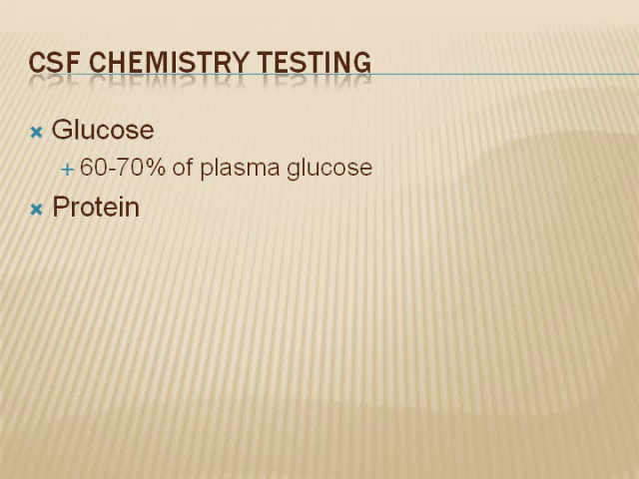There's a lot of testing that goes on in all parts of the laboratory for spinal fluid analysis. In chemistry, the glucose is analyzed and the total protein is analyzed. And those values can give the physician very important clues as to what is going on with that individual. 60-70% of the plasma glucose should be the amount of glucose circulating in spinal fluid.